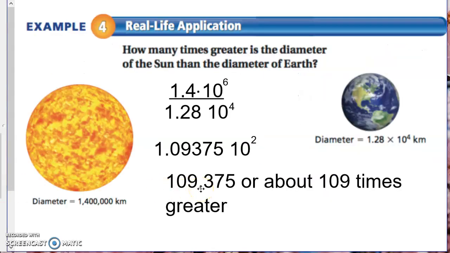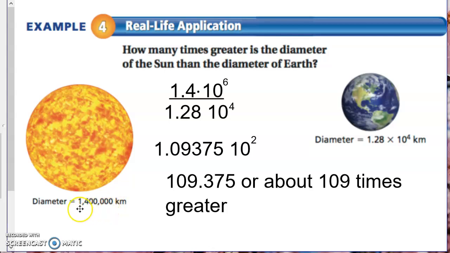All right, a real-life application. How many times greater is the diameter of the sun than the diameter of the earth? And they give me the diameter of the sun here in standard form. They give me the diameter of the earth in scientific notation. So the first thing I wanted to do was rewrite this in scientific notation.